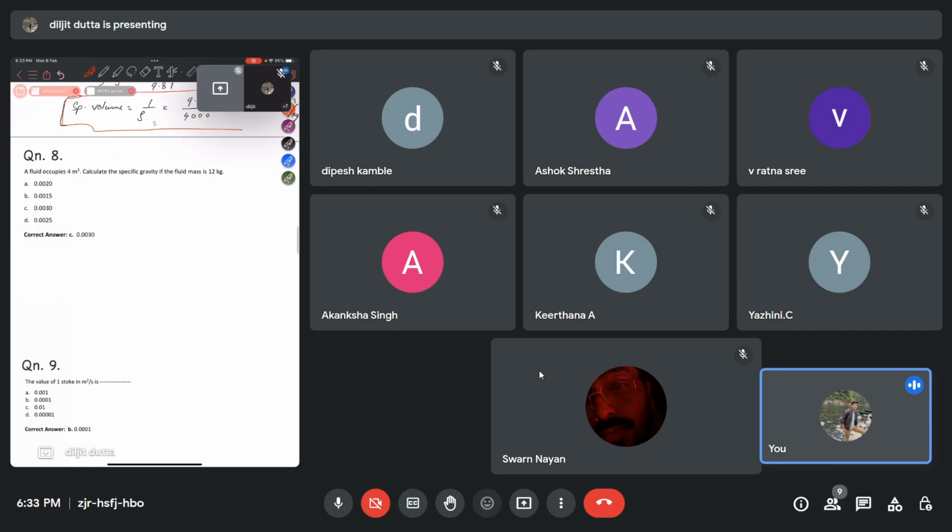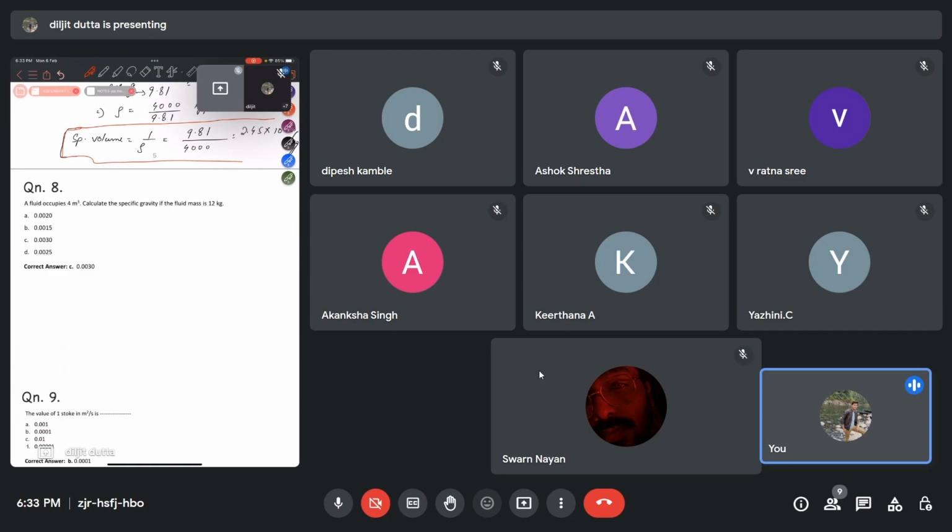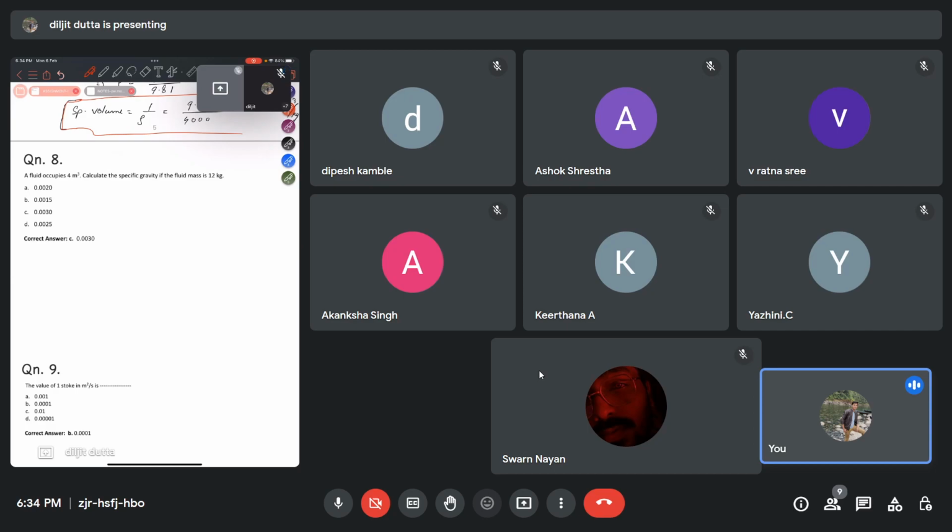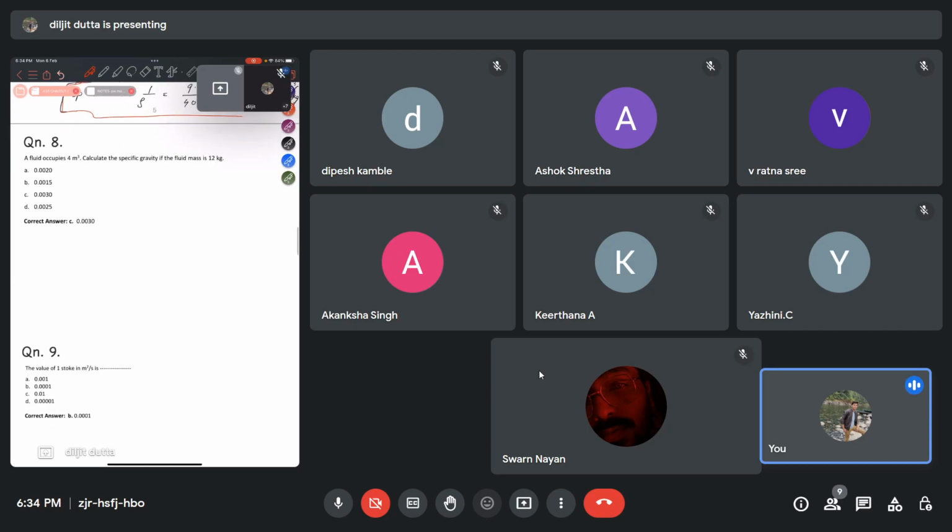Okay. Coming to question number 8. A fluid occupies around 4 meter cube of volume. Calculate the specific gravity of the fluid if the fluid mass is 12 kg. Okay, this is again a similar type of question. So first let us note down the volume. It is given as 4 meter cube, and the mass of the fluid is given as 12 kg. So we need to find out the specific gravity.